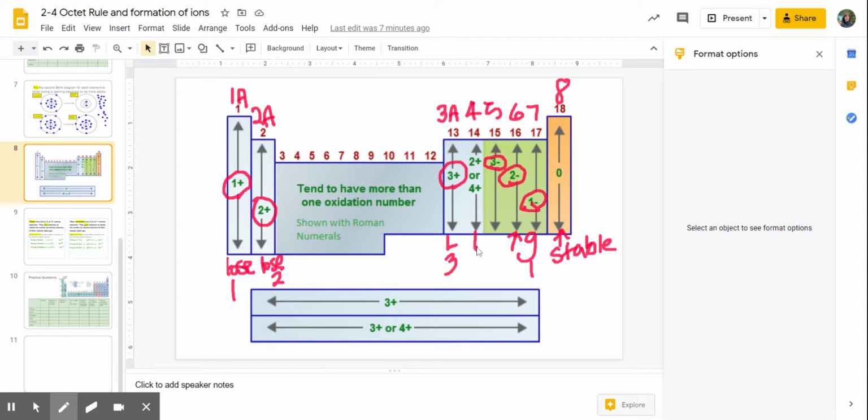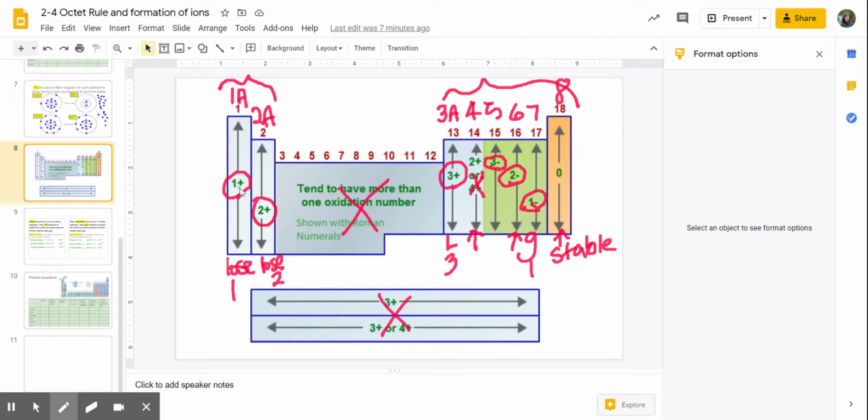The ones in the middle, we're not going to really worry about, okay? So don't worry about them. Don't worry about the ones in the middle, and don't worry about the bottom row. We'll just focus on the representative elements, which are basically the first 2 columns plus the last 6 columns. And they show a more regular pattern here. So you can actually memorize this pattern.